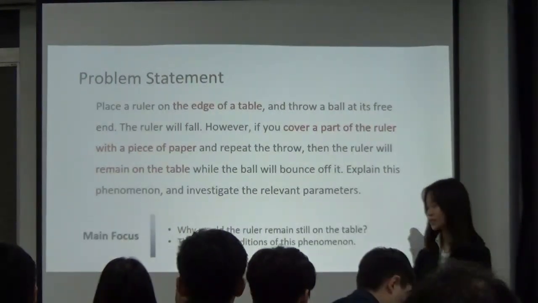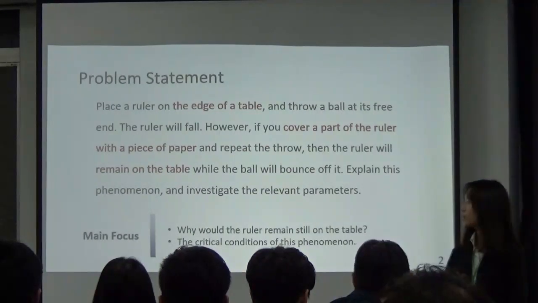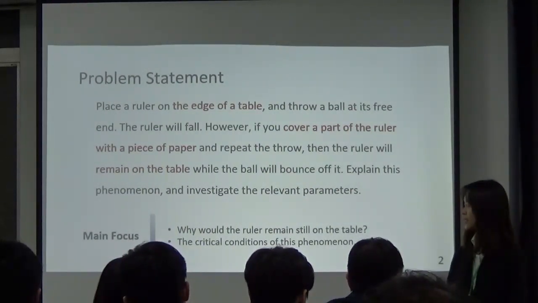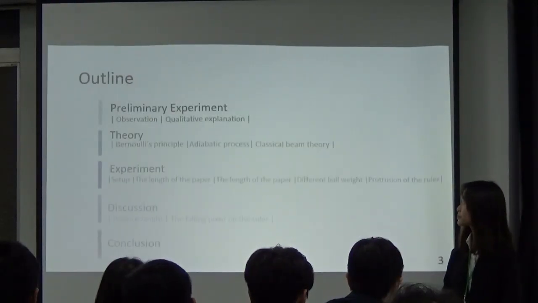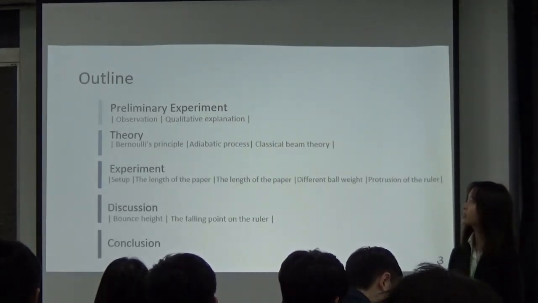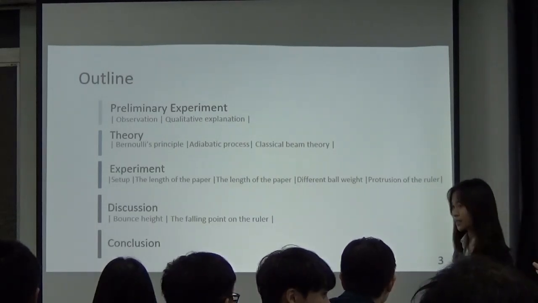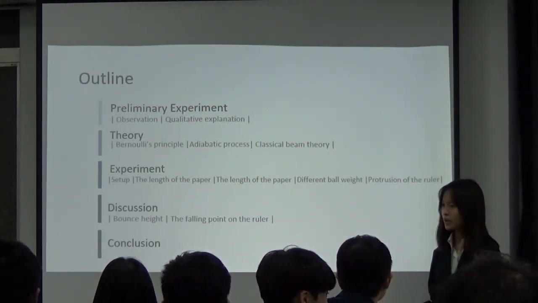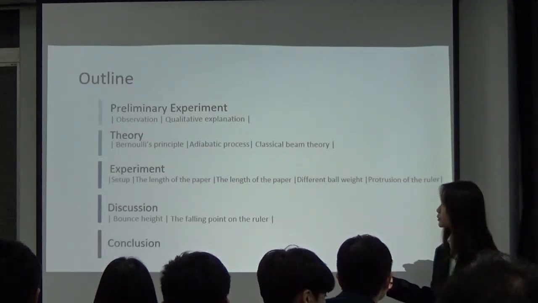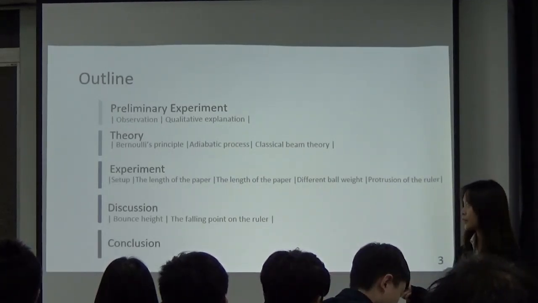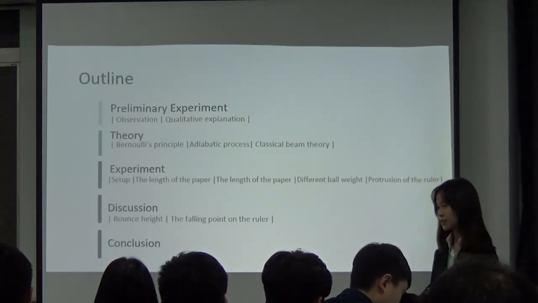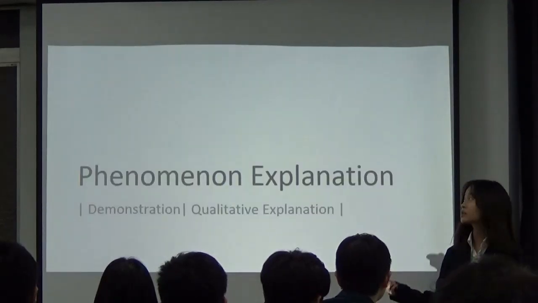Due to the problem statement, we will mainly focus on why the ruler remains still on the table and the critical conditions of this phenomenon. This is my outline. I will first talk about the preliminary experiment, and then my theory, including Bernoulli's principle. Then in my experiment, I will talk about my setup and parameters. Next is a discussion, and finally a conclusion.